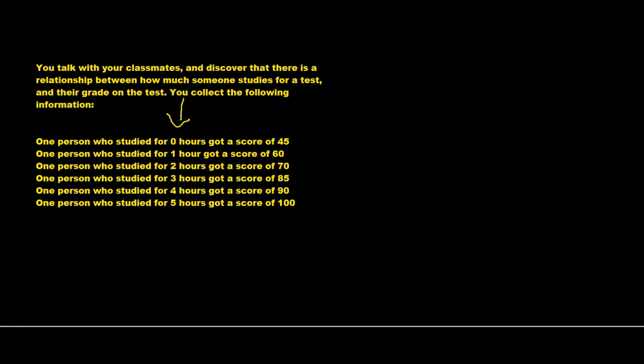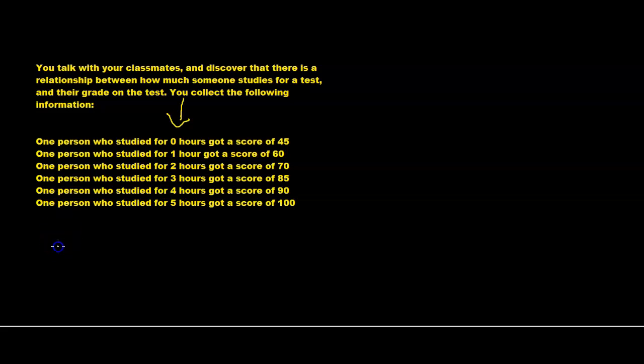Let's think about what is the input in this case and what is the output. What determines what? Is it the case that what you got as a score on the test determines how much you studied for that test? Or is it the case that how much you studied for that test determines the score you got? Clearly, how much you studied is what determines what score you got.